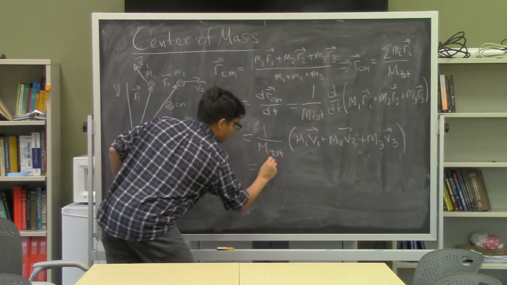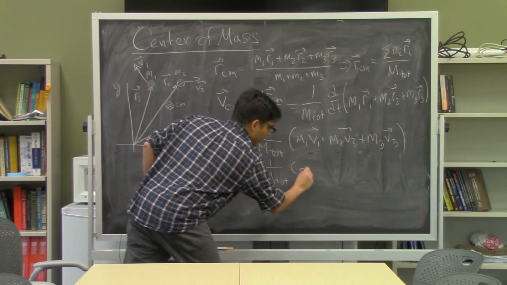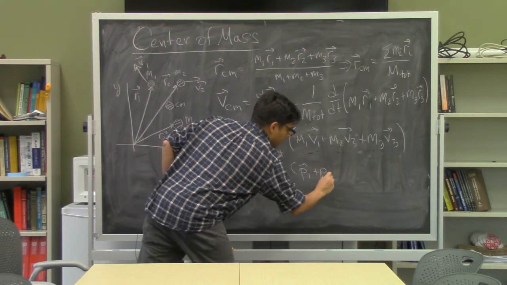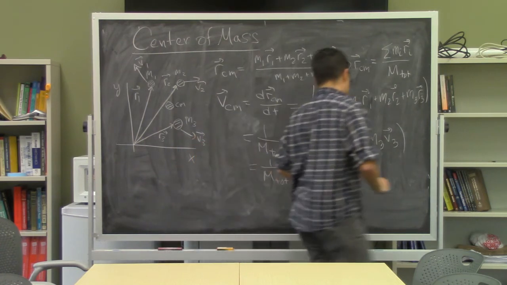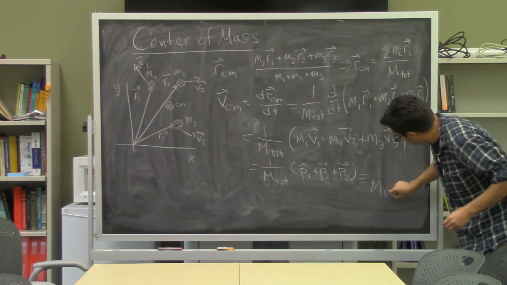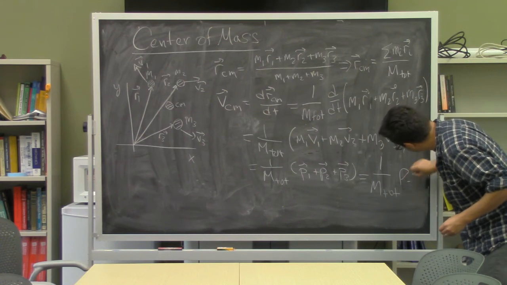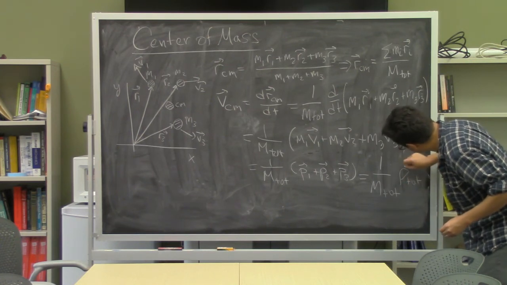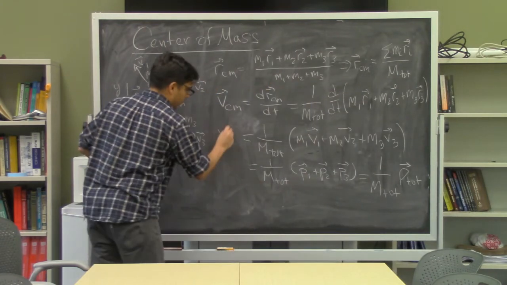So what we have now is 1 over the total mass times the sum of each of the individual momenta, which we know to be the total momentum of the system. So 1 over the total mass times the total momentum vector. And so this is all equal to the velocity of the center of mass.